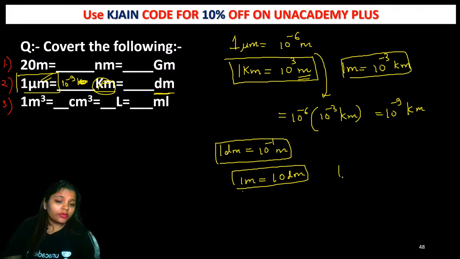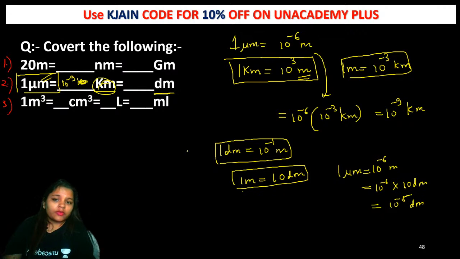So if I put in this equation 1 micrometer, that is equal to 10 to the minus 6 meter. If I put the value of meter from here, that is 10 decimeter, then that comes out to be 10 to the minus 5 decimeter. So the answer will be 10 to the minus 5 decimeter. Okay. Similarly, we can easily calculate this.